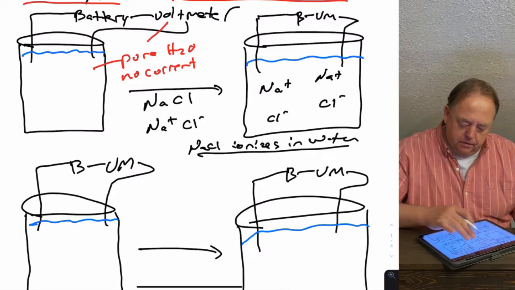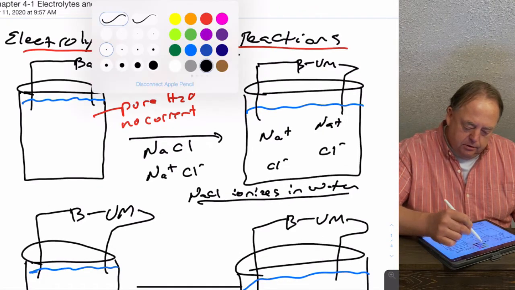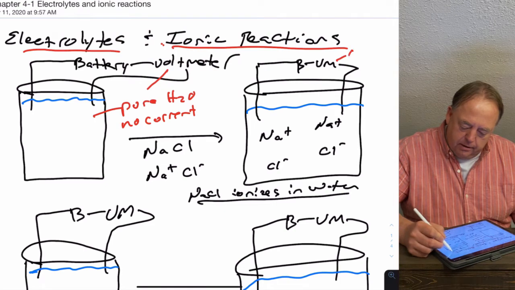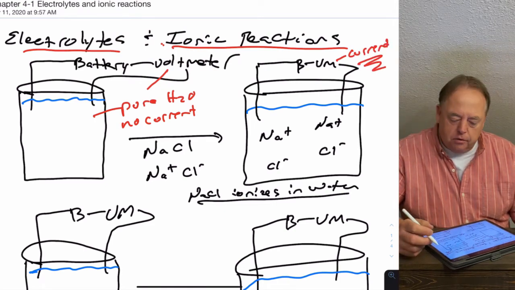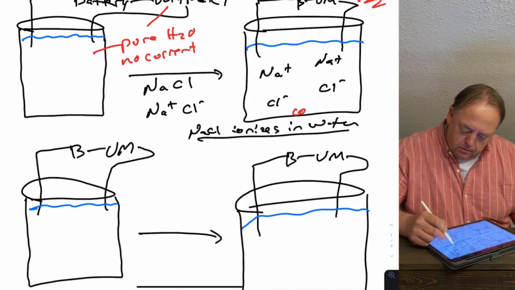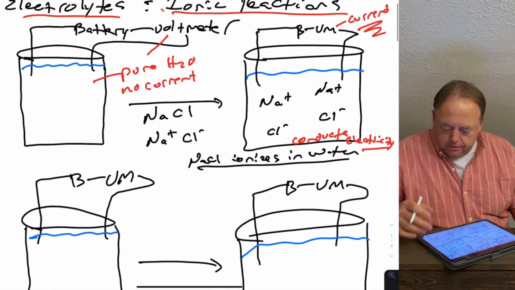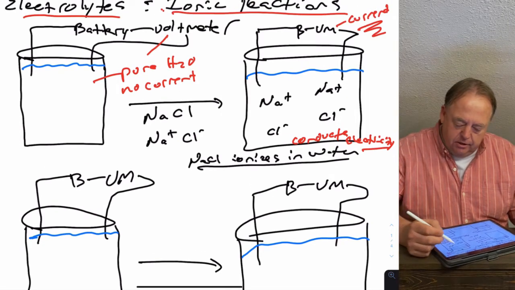And so now if you took this and you measured the current in this solution, once you add the sodium chloride, right now you would have current. So this solution would conduct electricity. All right, so how does that work? Why does it conduct electricity?